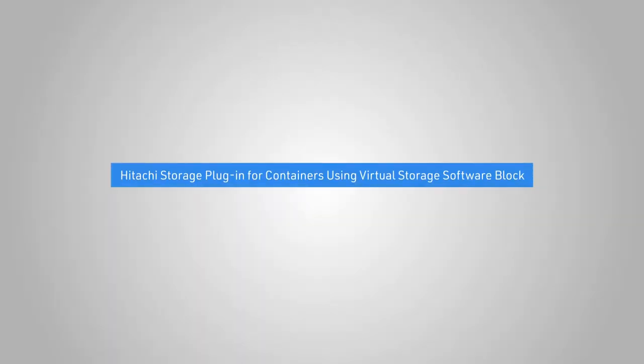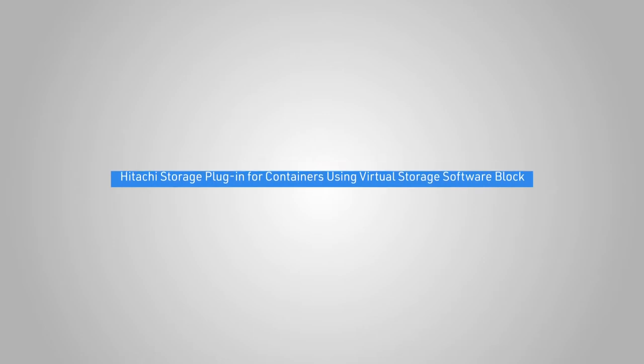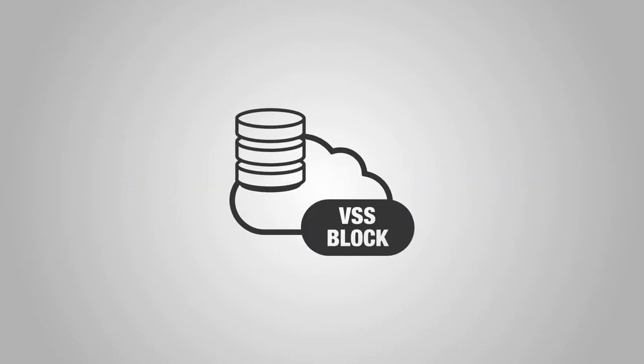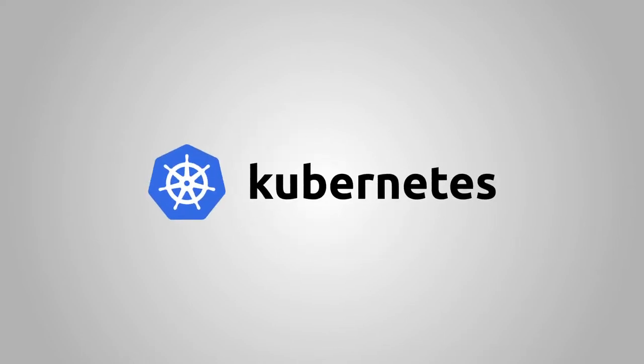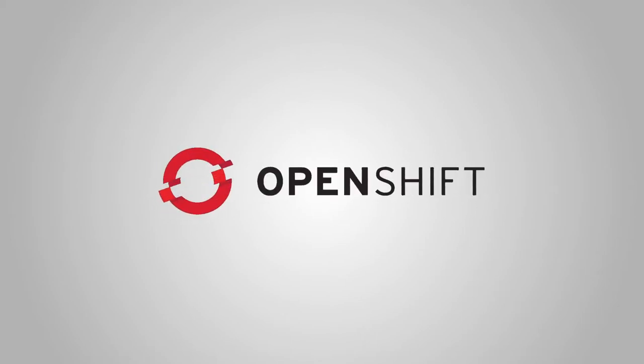Hitachi Storage Plug-in for containers makes it simple to enable the dynamic provisioning operation of the virtual storage software block when containers are used to 1. Integrate virtual storage software blocks into Kubernetes-based OpenShift container platform clusters, and 2. Support both Kubernetes and Red Hat OpenShift container platforms.